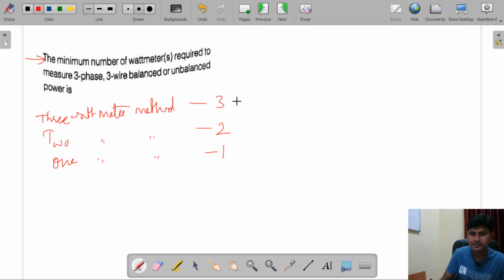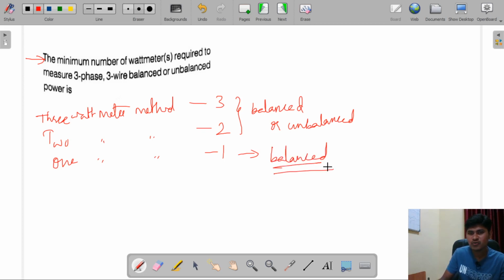Now here, these two methods can be applied for balanced or unbalanced load. Whether the load is balanced or unbalanced, these two methods can be applied. This other one is only used for the measurement of power in a three-phase circuit where the load is balanced load only. So these two methods can be applied for balanced or unbalanced loads.